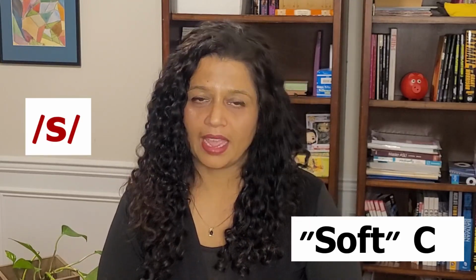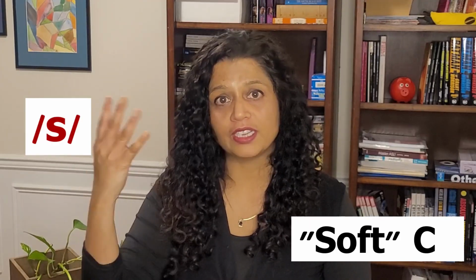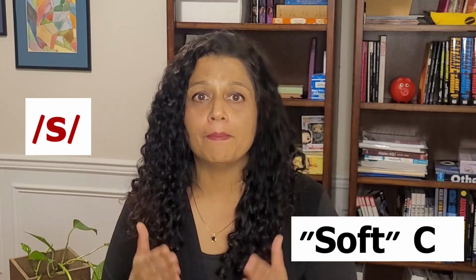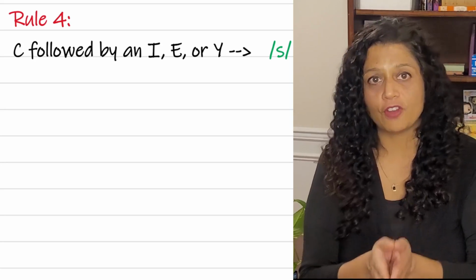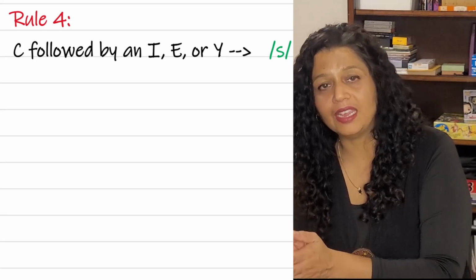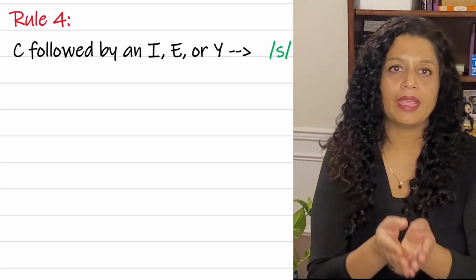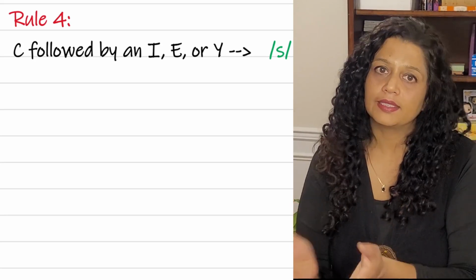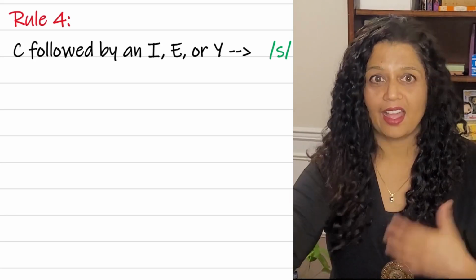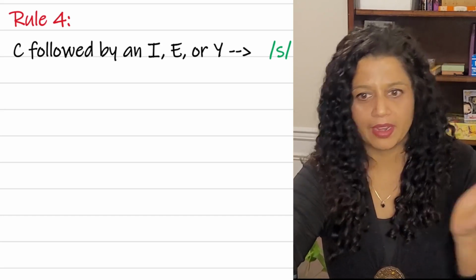All right. So now we're going to move on to the second sound that the letter C makes, and that is the S sound. Okay. So rule number 4 tells you when it makes the S sound. If the letter C is followed by I, E, or Y, it makes the S sound. And again, this is just something I have made up. Maybe it helps nobody else.